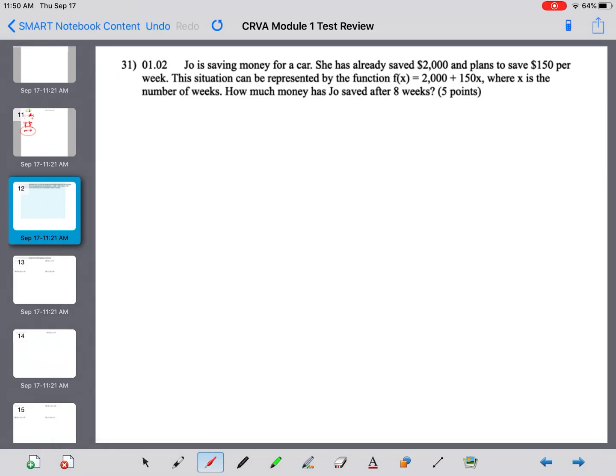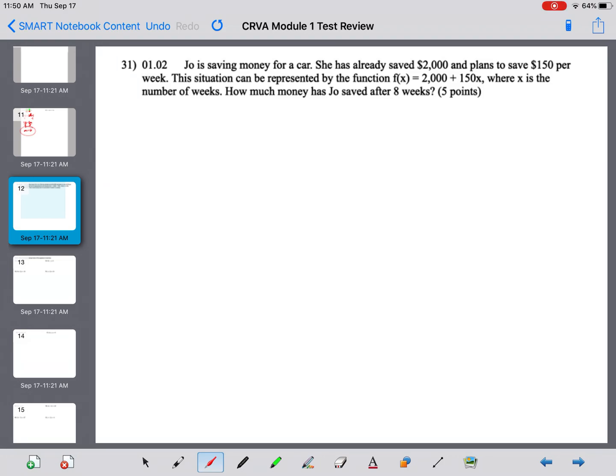She has already saved $2,000 and plans to save $150 per week. This situation can be represented by the function f of x equals 2,000 plus 150x, where x is the number of weeks since she started saving. How much money has Joe saved after 8 weeks?